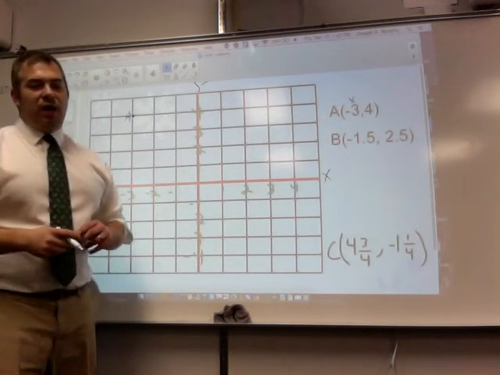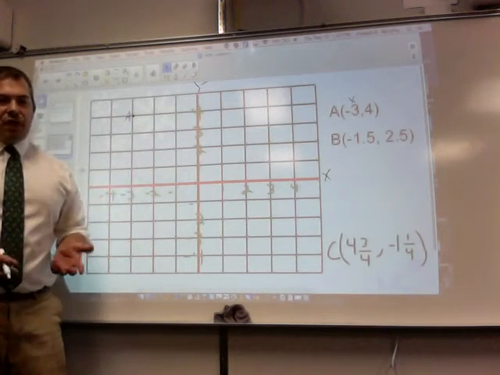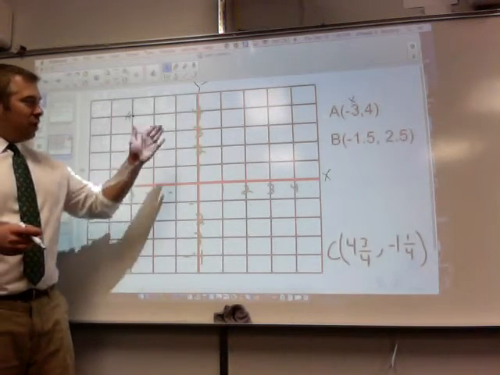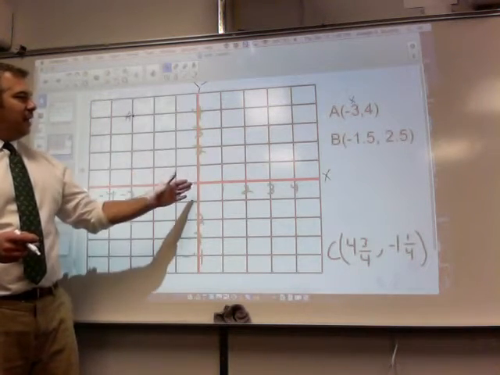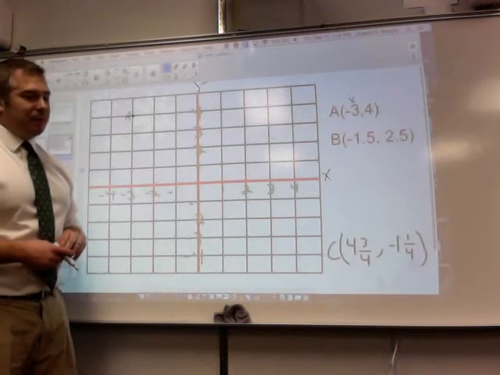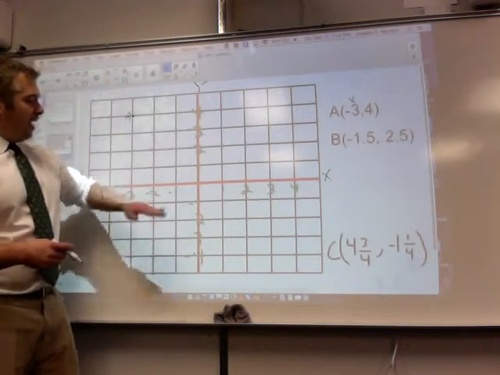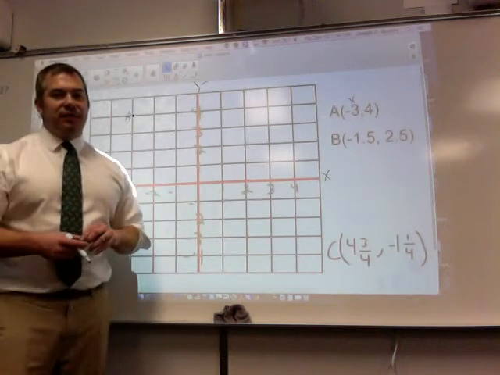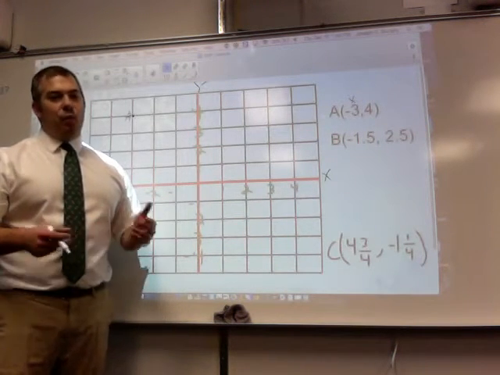Now I also want to talk about reflections again. I don't know if I did a good job explaining it last time. When you reflect across the y, the y is going to stay the same. The x is going to change to be the opposite. When you reflect across the x, the x is going to stay the same and the y will change.